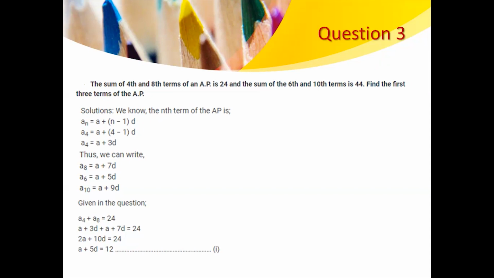Now I'm also given another condition. The sum of 6th and 10th term is 44. So next equation, A6 plus A10 is equal to 44. So A plus 5D plus A plus 9D is equal to 44, and finally we obtain the equation A plus 7D equal to 22. So we have the first equation and the second equation.